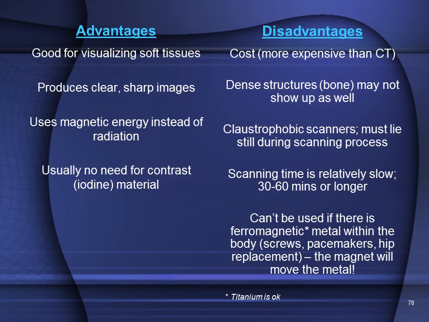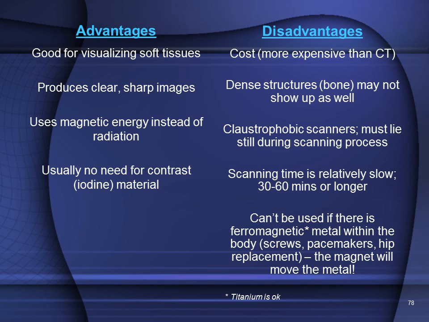Claustrophobia is a problem in that the patient must lie still during the scanning process inside the gantry. However, recently we have the advent of open MRI or vertical MRI for those patients who suffer from claustrophobia. Scanning time is slow. It may take, on average, from 30 to 45 or even 60 minutes and sometimes longer to complete a scan.